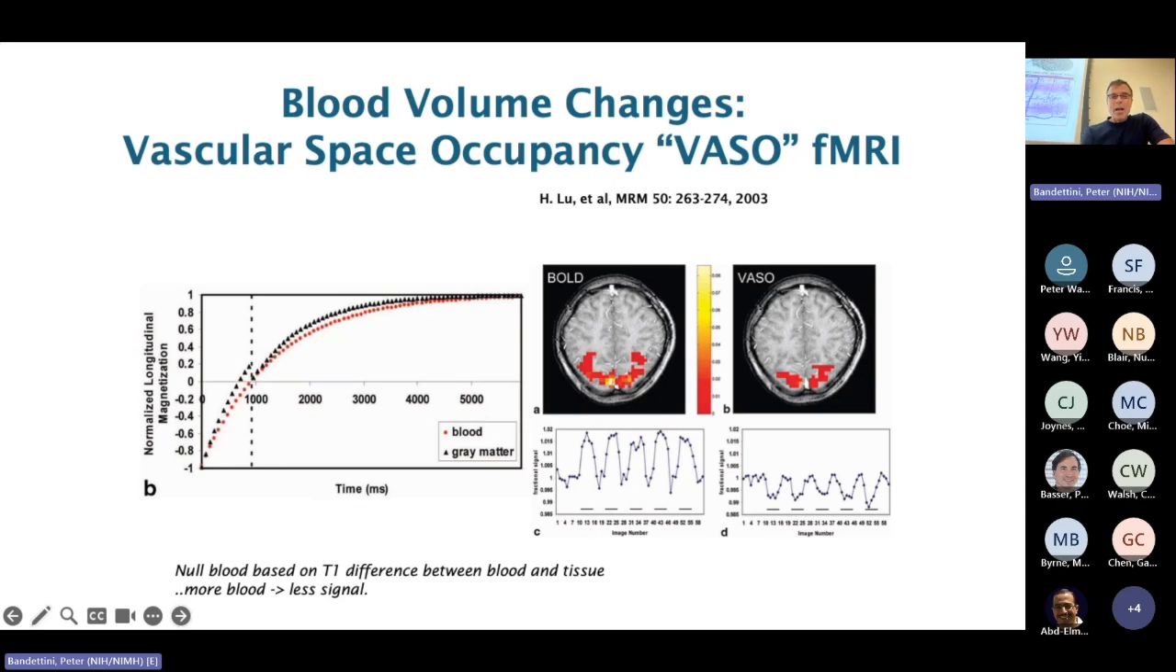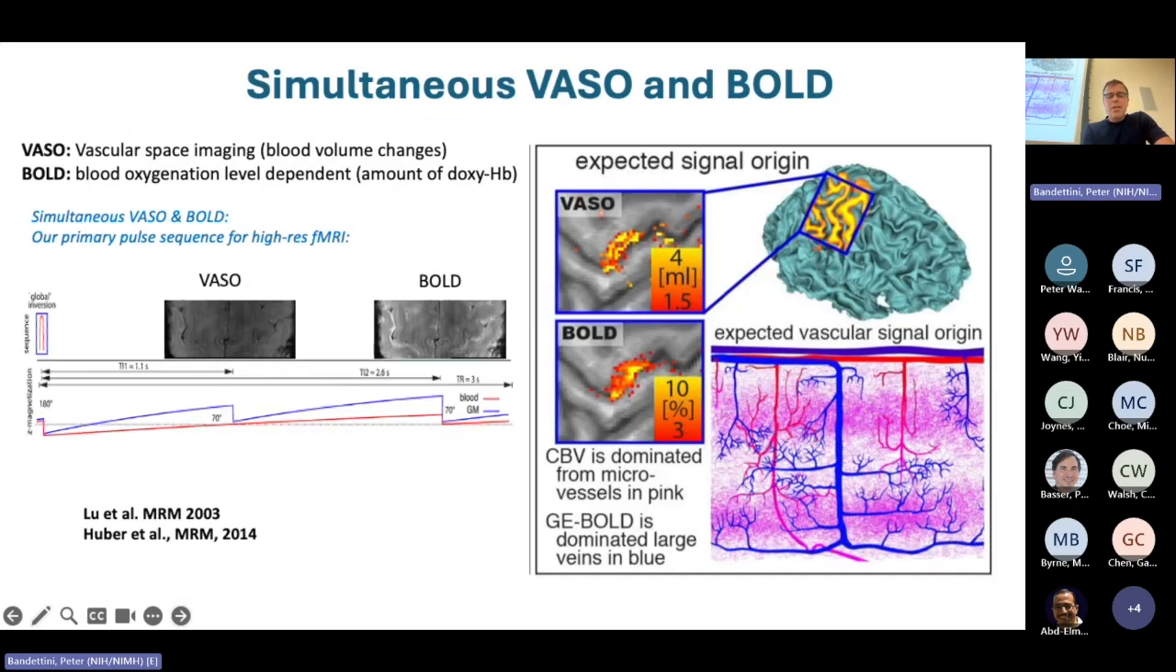But then it took a while before we realized that it's incredibly useful for ultra high resolution imaging. And it turns out there's ways of collecting VASO contrast and BOLD contrast at the same time, two different acquisitions. And it turns out that they're very different sensitivities.